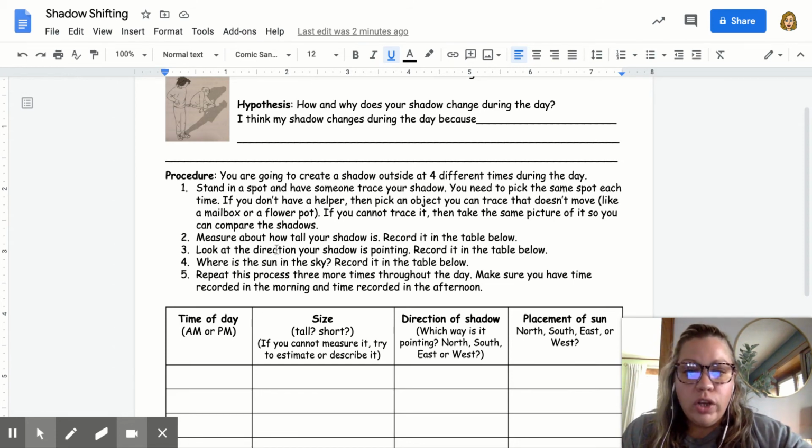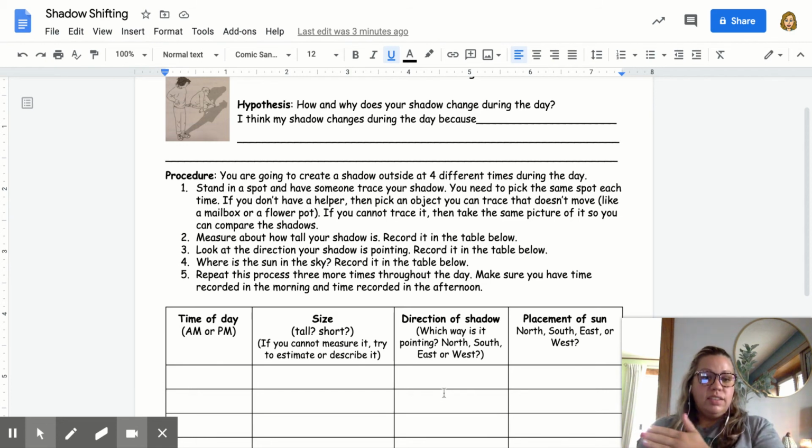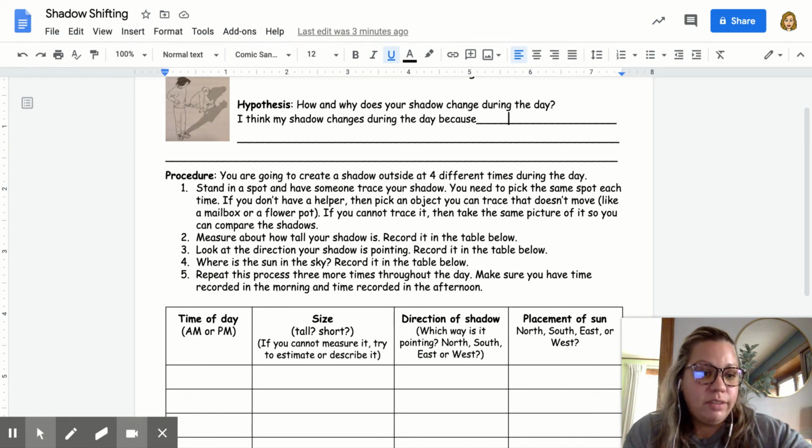Number 3, look at the direction your shadow is pointing. Record it in the table. So if you look at the table, which way is it pointing? North, south, east, or west? So you're telling me, is it pointing to the north? Is it pointing to the south? Is it pointing to the east or the west? So you may have to bring up a compass to figure out if you're not sure which way it's pointing, which there are digital compasses on your phone, or I believe on your Chromebook also.